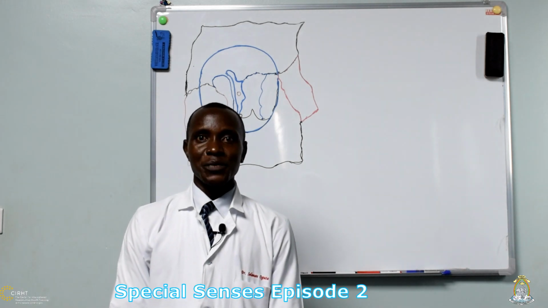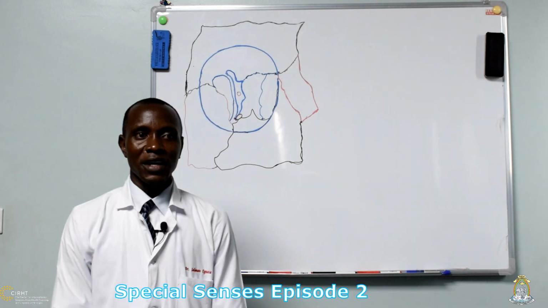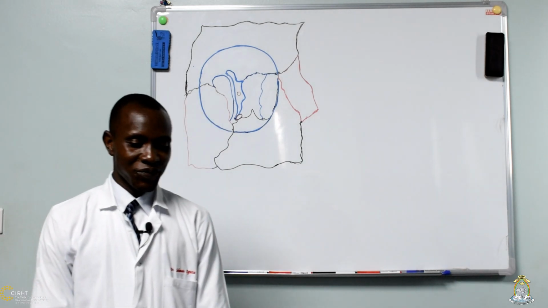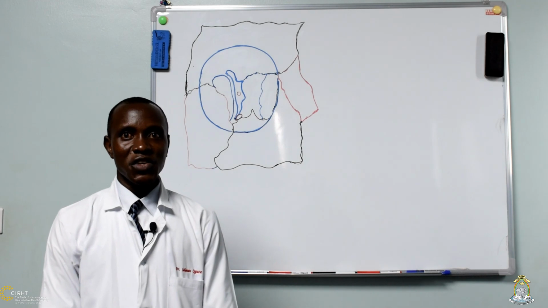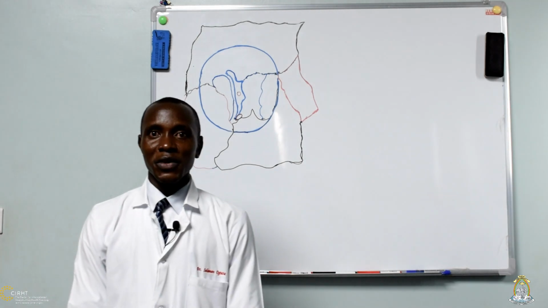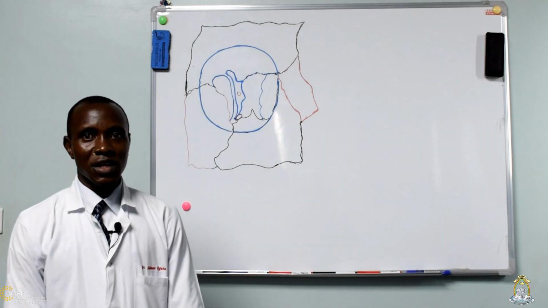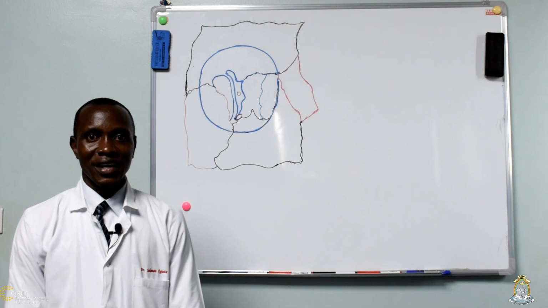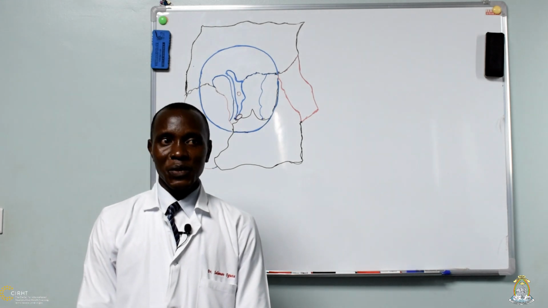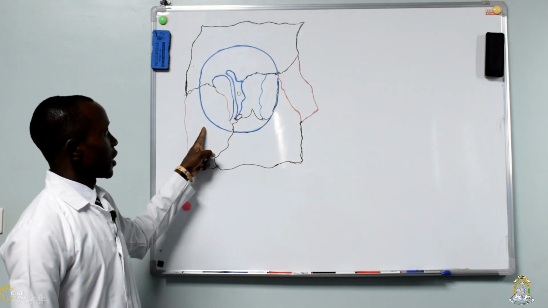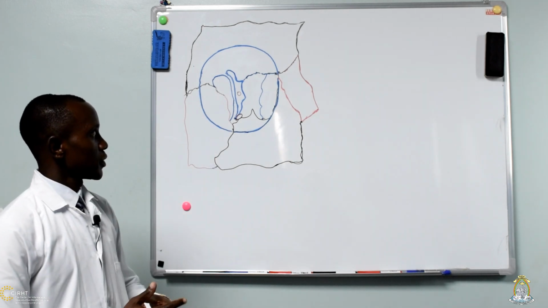This is our second episode of the Special Senses, specifically the vision. In today's discussion, we are going to look at the fissures and foramina within the bony orbit. The bony orbit is a skeletal structure which is located on either side of the root of the nose. It houses the eyeball and the associated structures. There are so many fissures and foramina within the bony orbit.